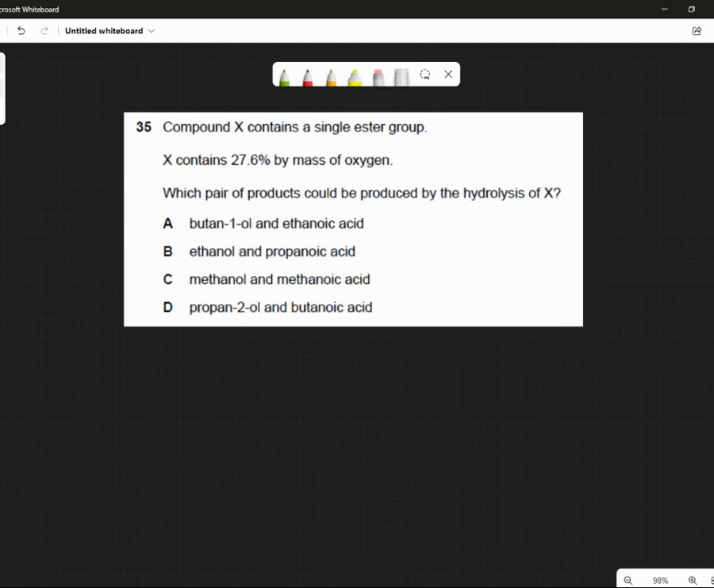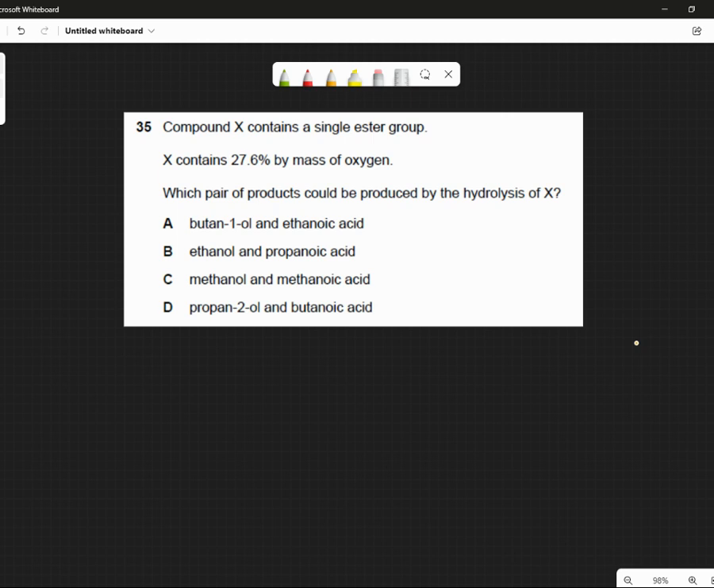Oh, there's another calculation-y one. So, all right, we've got to deal with this. Compound X contains a single ester group. Compound X contains 27.6% by mass of oxygen. Which pair of products could be produced by the hydrolysis of X? Oh my word, how on earth are we going to do that? What a horrible question, eh?